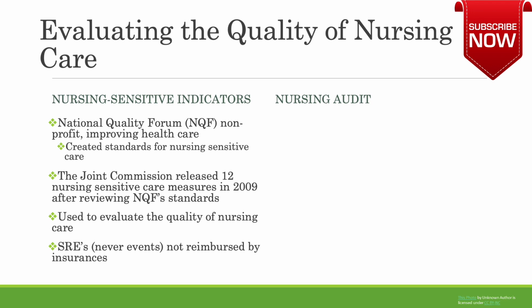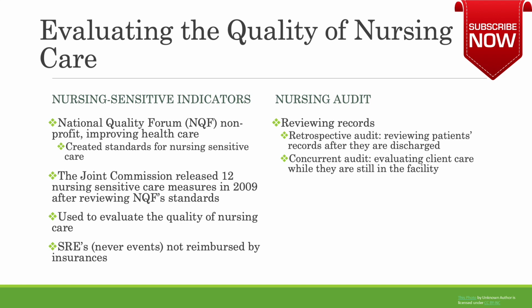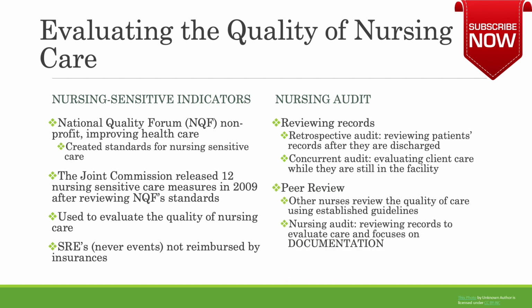Next is the nursing audit, which is another way of evaluating the quality of nursing care. The nursing audit is just reviewing records, and there are 2 different types. You have the retrospective audit, which reviews patients' records after they are discharged, and then you have the concurrent audit, which is evaluating the patient's care while they are still in the facility. You also have the peer review, which is just other nurses reviewing the quality of care performed by other nurses, and they use established guidelines when doing this. And the nursing audit reviews records to evaluate care and focuses on documentation.